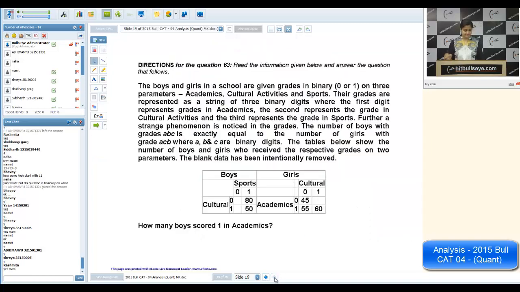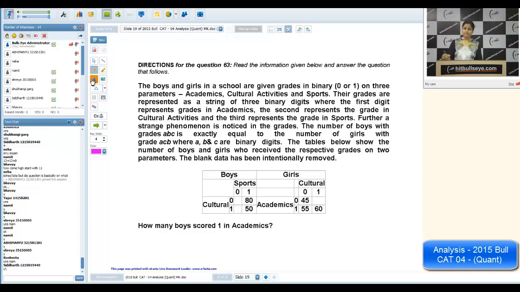Now that was a very good set. A good question based on binary system. We had approximately the same set in last year CAT. So let us see. The boys and the girls in a school are given grades in binary on three parameters: academic, cultural, and sports. Their grades are represented as a string of three binary digits, where the first digit represents grades in academics, the second represents cultural activities, and the third represents sports.